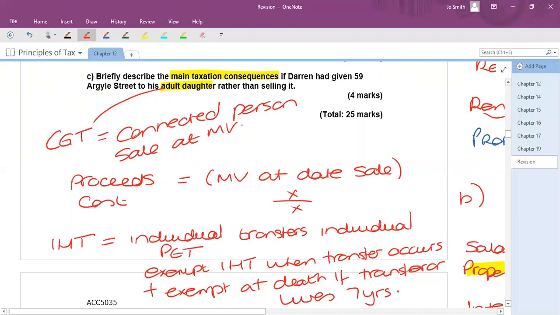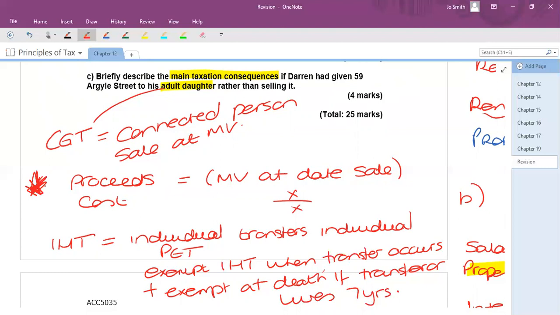But if he dies within 7 years of the transfer, it's classed as part of his estate when they look at the IHT. So you won't be aware of that unless you've read the IHT chapter, so I wouldn't worry about that too much, but I would expect you to know this bit here, that for capital gains purposes, if it's a connected party, ignore any actual proceeds, or in the case of this, there isn't any, and then just look at market value at the date of sale. So hopefully you found that debrief useful.